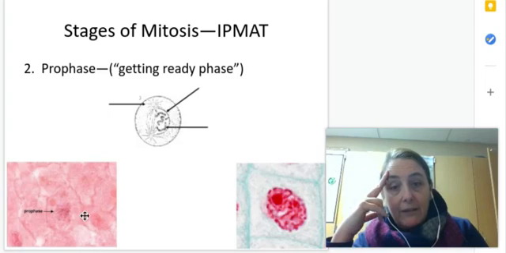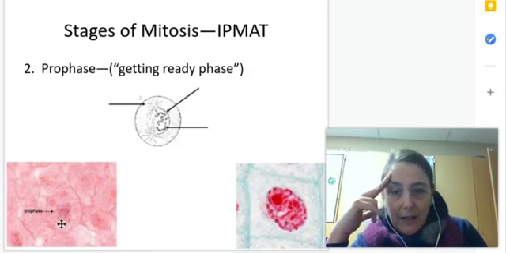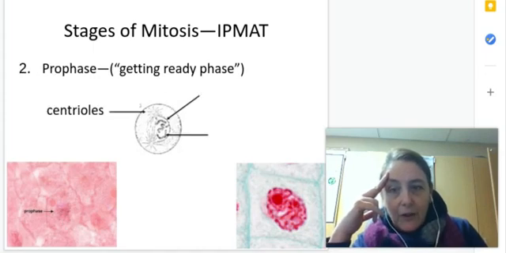And so the getting ready phase, you can see here's a plant cell. This is the cell wall. Here's the nucleus. You can see the sticks are forming. We still have a nucleolus, but the nuclear membrane is starting to disappear. It's a little harder to see here, but here's the cell membrane, and there's what was the nucleus, and it's starting to form sticks. We have our centrioles.